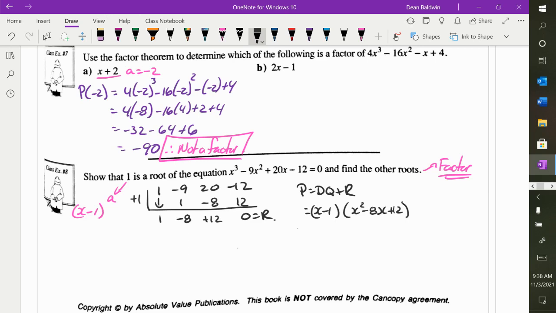If they say they want the other roots, they want you to factor it. Can you factor that quadratic? Well, it multiplies to 12 and adds to negative 8. There you go. So this whole thing is x minus 1, x minus 6, oops, x minus 2. That's it. That's all they wanted you to do.